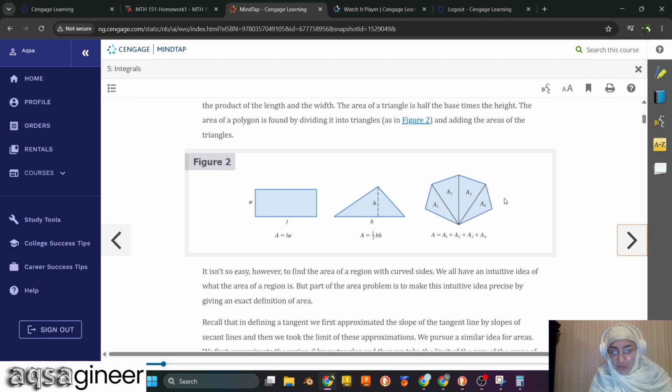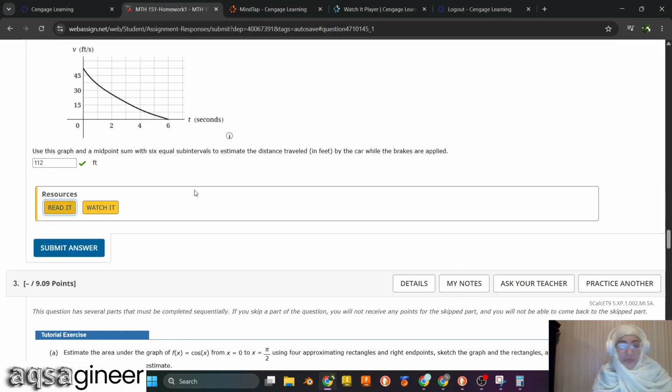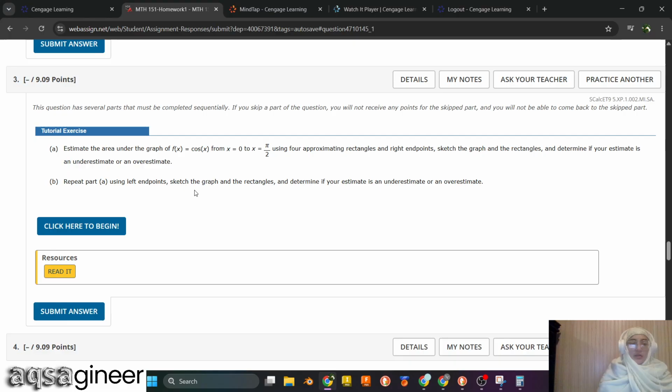The Greeks had a method for splitting up polygons into triangles and calculating that pretty far. So this question has several parts that must be completed sequentially. If you skip a part of the question, you will not receive any points for the skipped part, and you will not be able to come back for the skipped part.